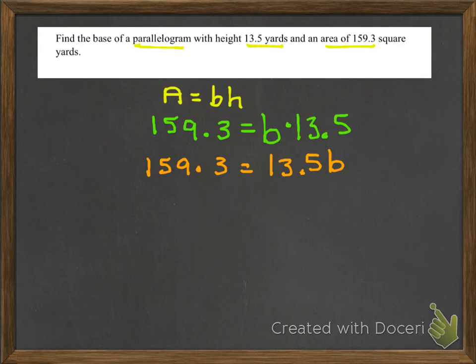So what you need to do here is divide each side by 13.5 because what's being done to the variable, which is b, well, 13.5 is being multiplied by it. So in order to get rid of that, you want to divide by 13.5. So we do that on both sides. All right, so now we get to this spot here where we've got 159.3 divided by 13.5. I'm going to switch to a new screen so that we can do this separately because I did want to make a point to go over this with you.